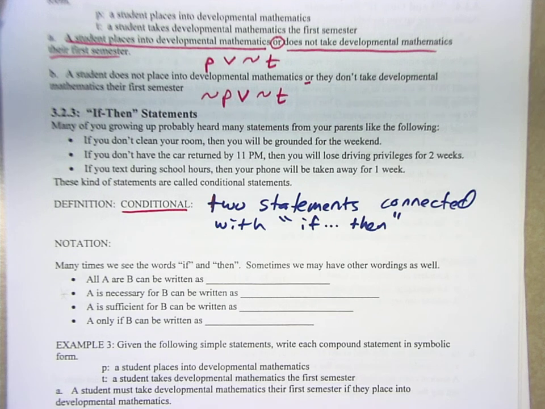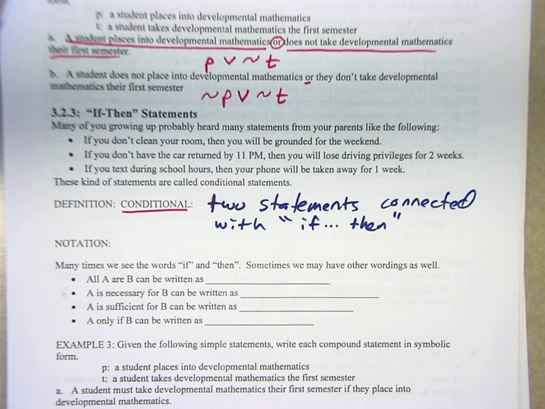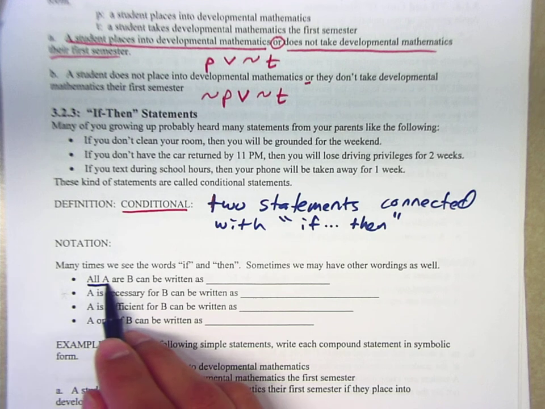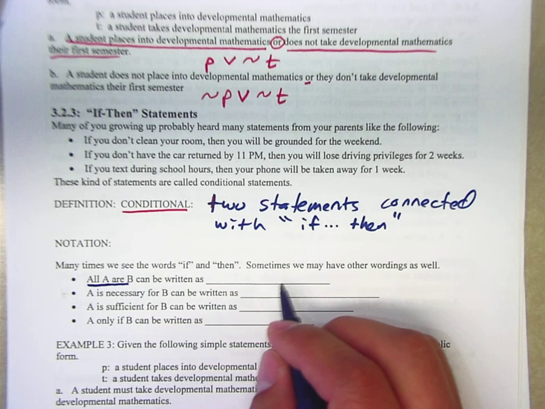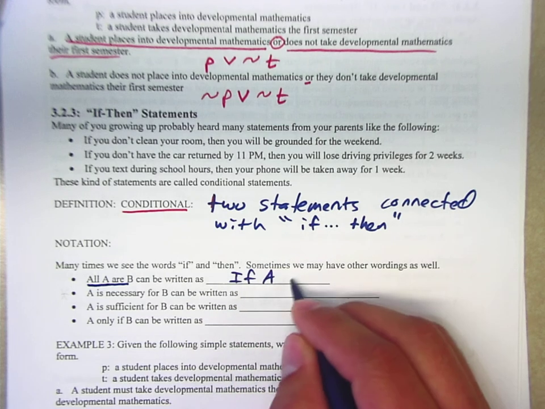Okay, and similarly with and statements, you can use different words to mean the same thing. Again, we will probably deal with mostly if and then, but all of these scenarios here mean the same thing and have an if-then translation. So for example, all A are B can also be written as if A, then B.